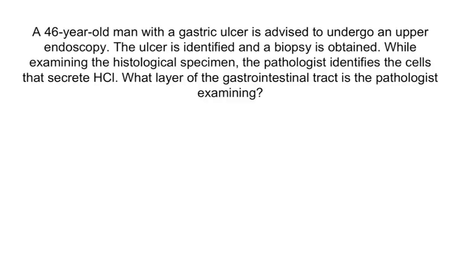A 46-year-old man with a gastric ulcer is advised to undergo an upper endoscopy. The ulcer is identified and a biopsy is obtained. While examining the histological specimen, the pathologist identifies the cells that secrete hydrochloric acid. What layer of the gastrointestinal tract is the pathologist examining? Recall that hydrochloric acid is released from parietal cells. And what layer are the parietal cells located in?